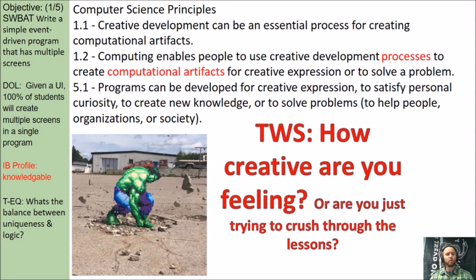class. So 1.1 says creative development can be an essential process for creating computational artifacts. 1.2 says computing enables people to use creative development processes to create computational artifacts for creative expression or to solve a problem. Both are great. And 5.1 says programs can be developed for creative expression, to satisfy personal curiosity, to create new knowledge, or to solve problems. So my point here is programming is supposed to be really creative and not so much stressful or complicated. I mean, programming is complicated, but with some creativity, I'm hoping you're learning to really enjoy programming.